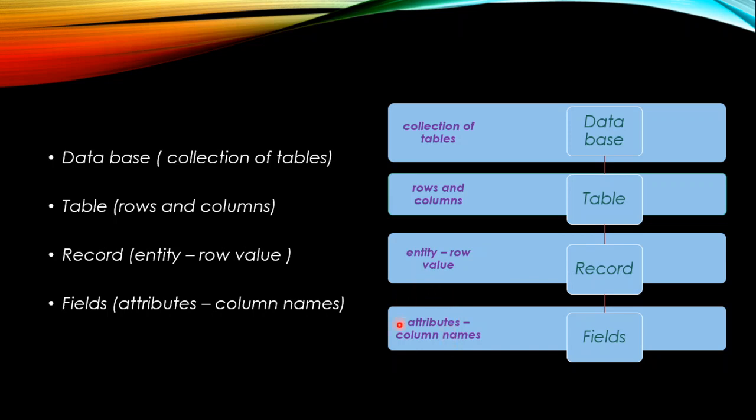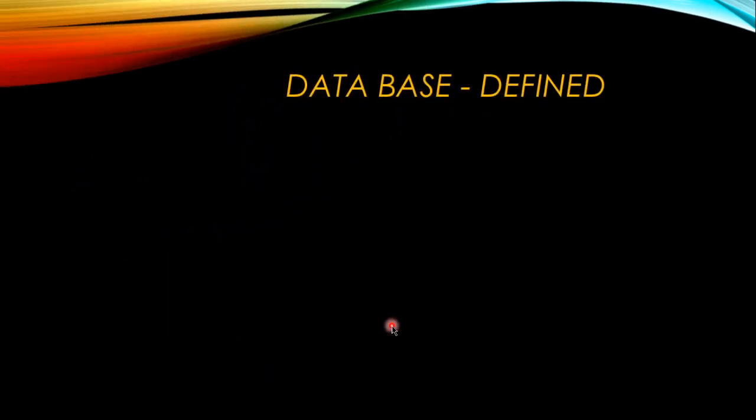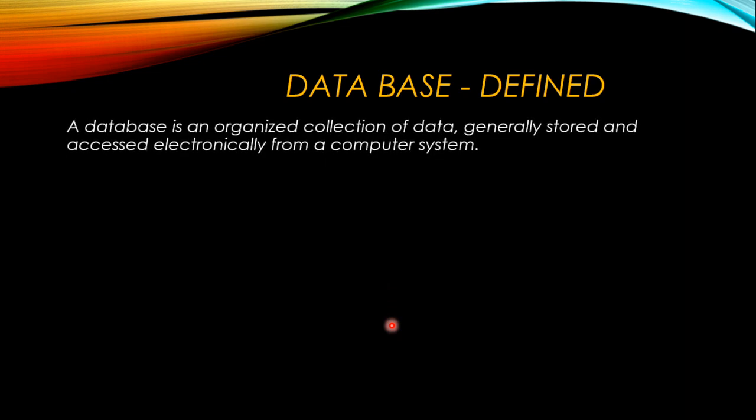Okay, so now let us see what is a database management system. A database management system is a system which is able to manage the data that has been stored in a database. We can also define a database as an organized collection of data generally stored and accessed electronically from a computer system, because this database concept came into existence only when computers were introduced.